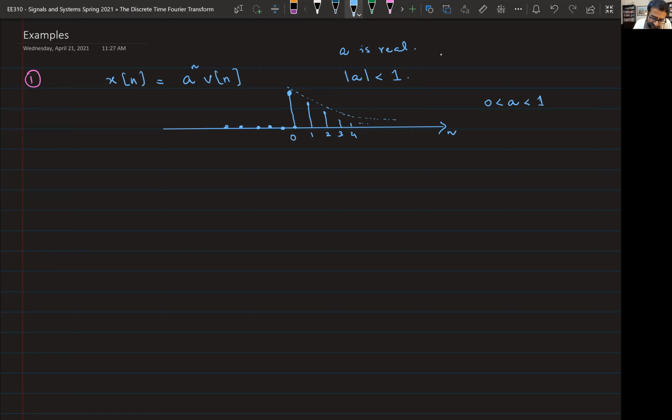But what happens if A is between minus 1 and 0? Exponentially increasing? Then what will happen? No, it will not be increasing. It will alternate. Excellent.